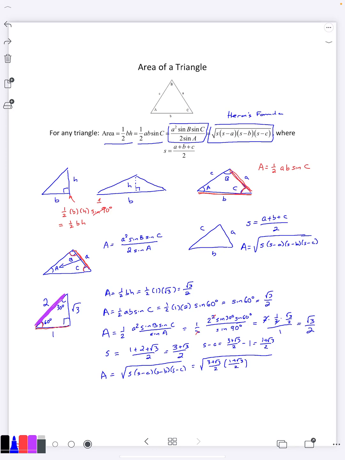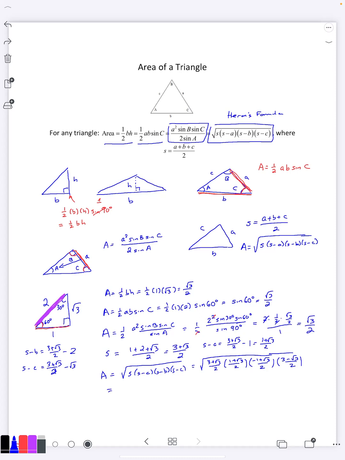S minus B, let's say we subtract the 2 from it. Maybe that's our next side here. So 3 plus root 3 over 2 minus 2. That becomes 4 over 2. And I'm going to have negative 1 plus square root 3 over 2. And then finally S minus C. Sorry, over 2 down here minus the third side, which is square root 3. So that's going to be 2 square root 3 over 2. And we're going to get 3 minus square root 3 over 2.